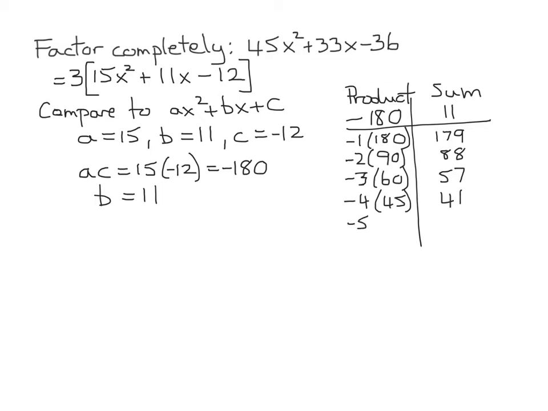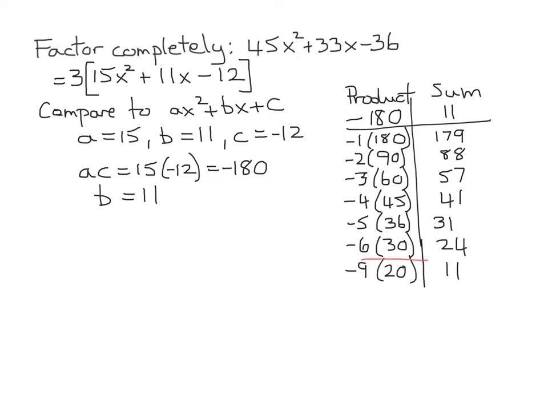So 5 goes into 180. I think 36 times. Negative 5 times 36 is negative 180. Those are going to add up to 31. Getting closer, but still way away. 6 goes into 180 30 times, so negative 6 times 30. Those are going to add up to positive 24. 7 does not divide into 180. 8 does not divide evenly into 180. But 9 does, so negative 9 times positive 20 is negative 180. And negative 9 plus 20 is positive 11.